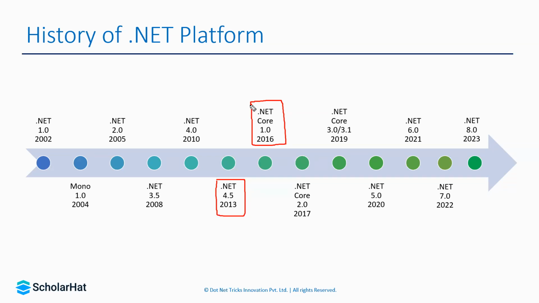What is the latest version of .NET right now? The latest version is .NET 8.0. It is still in preview release, but in the first week of November, you will have .NET 8.0. The stable release right now is .NET 7, which was released last year. The Microsoft team is committed to releasing a new version of .NET every year in November. This year we will have .NET 8, next year .NET 9, the year after that .NET 10. So every year we will have a new version of .NET.